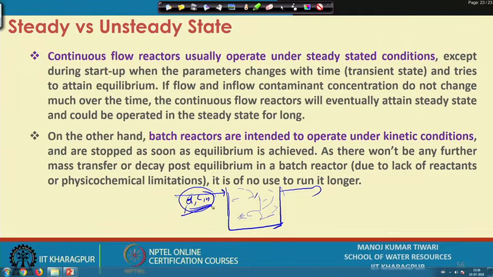Because with this fixed inflow at a fixed rate, you cannot have always changing conditions over here. At some point of time this reactor is bound to get into a stable state, a static state, and then we say that it has attained steady state. On the other hand, the batch reactors, when we see, they are intended to operate under kinetic conditions.